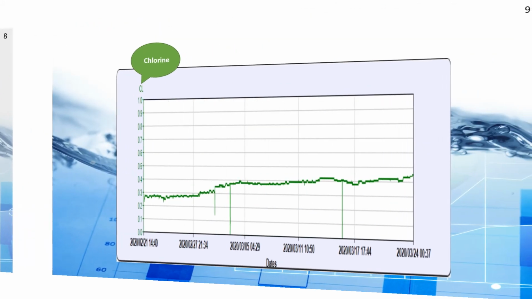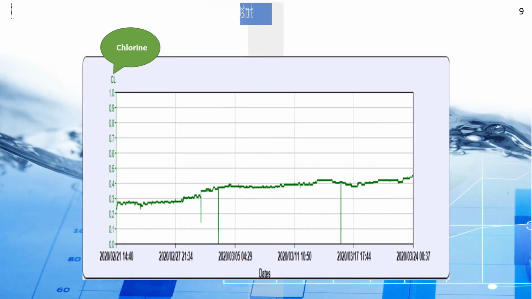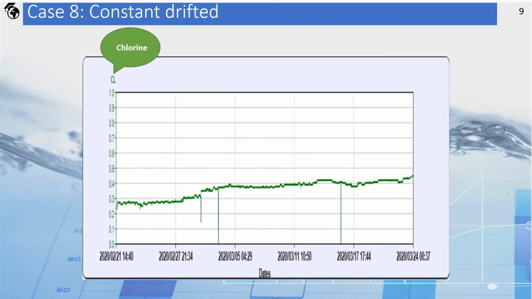Case 8, Constant drift. The eighth example is the drift of the measurement value. You can see that the green line, in this case chlorine measurement, is gradually rising within a few weeks. The reason for this behavior can be environmental changes, for example, temperature. But in many cases, this is an indication of a gradual departure from the calibration of the sensor.